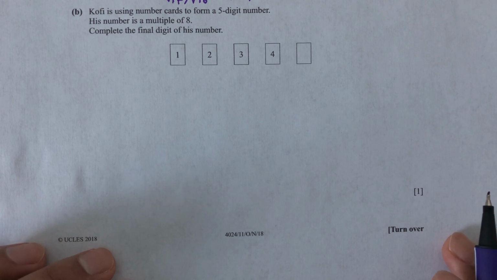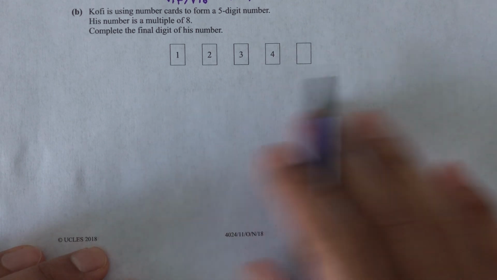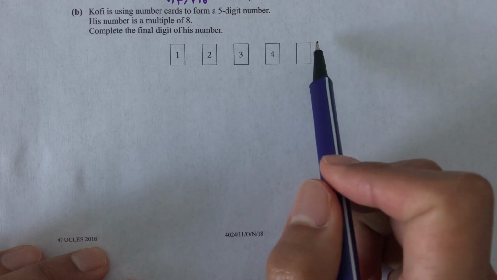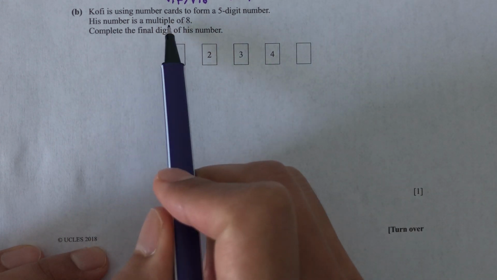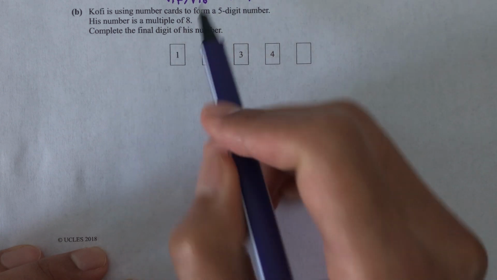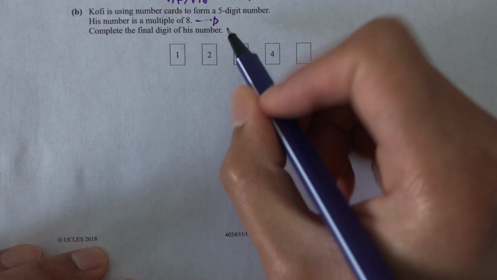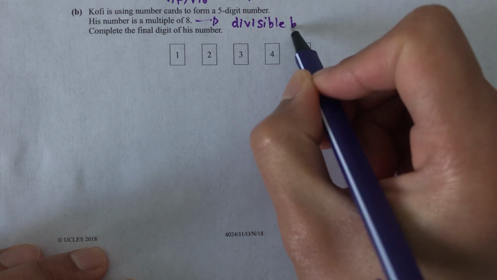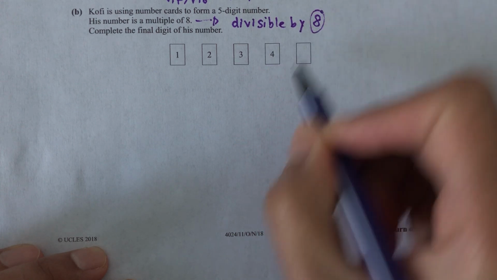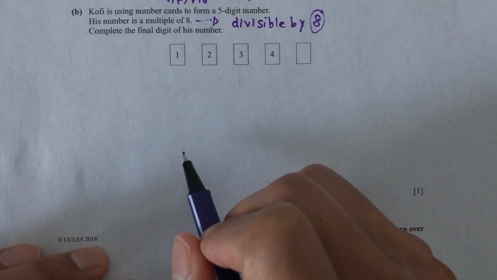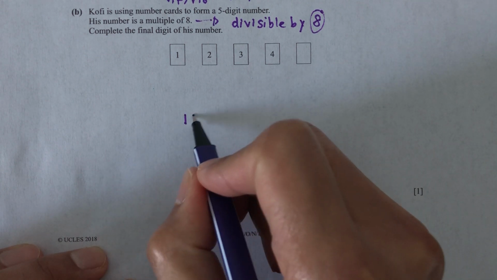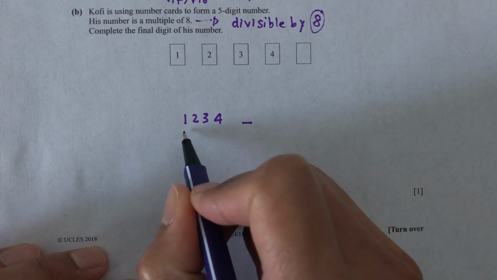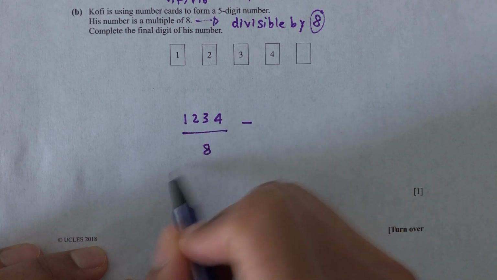Kofi is using number cards to form a 5-digit number. So we have the 4-digit already. We just need to find the last one. His number is a multiple of 8. So what does it mean? It means that his number is divisible by 8. So what is this last number? So let's do it. So 1, 2, 3, 4. We don't know what the last number is, but it is divisible by 8.